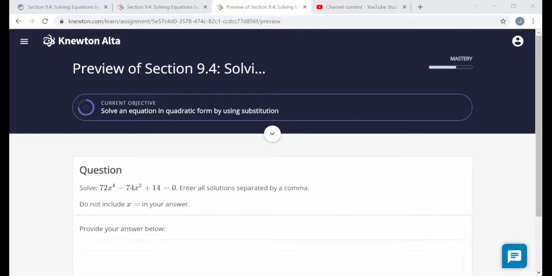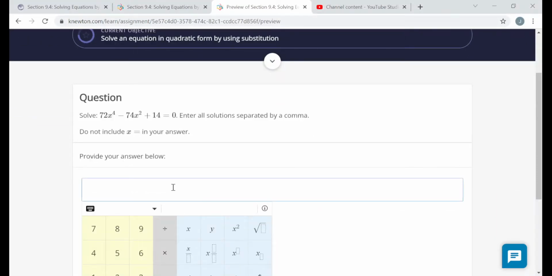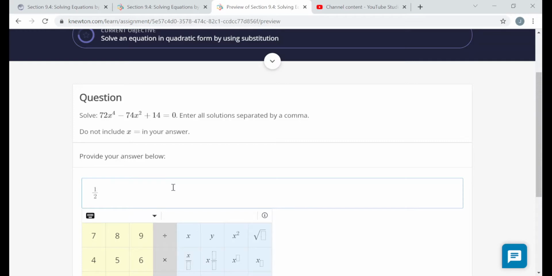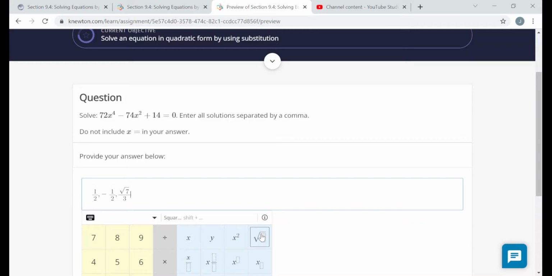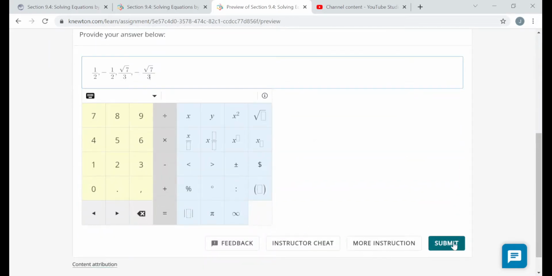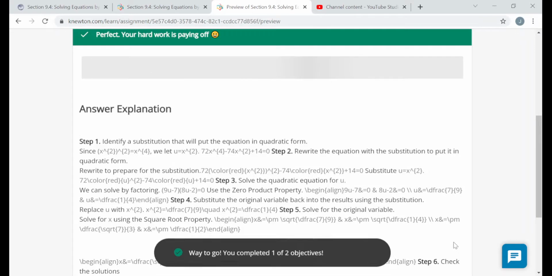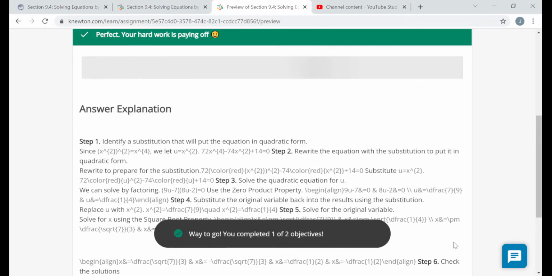And those are what I'm entering with commas between them. 1/2, negative 1/2. Oops, I forgot the comma. Comma, negative 1/2, comma, and square root of 7 divided by 3, comma, negative square root of 7. Nope, get out of there. And then divided by 3 outside. Right. There we go. Great. So it looks like that objective is done.